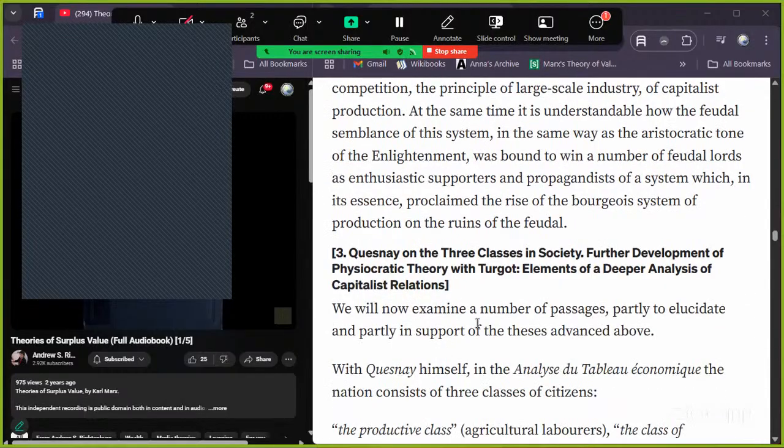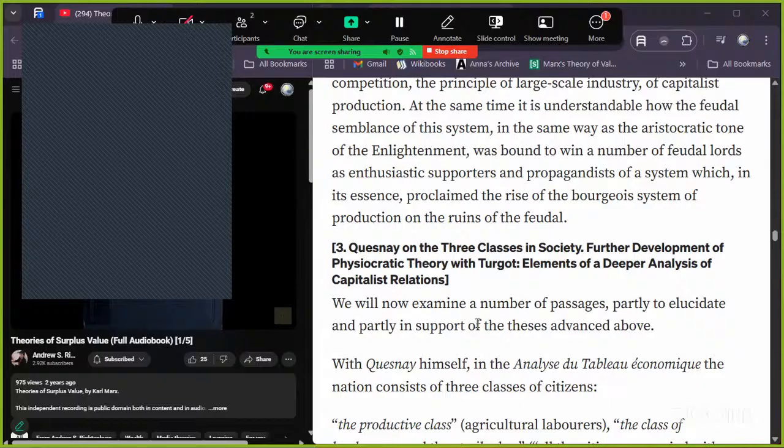At the same time, it is understandable how the feudal semblance of this system, in the same way as the aristocratic tone of the Enlightenment, was bound to win a number of feudal lords as enthusiastic supporters and propagandists of a system which, in its essence, proclaimed the rise of the bourgeois system of production on the ruins of the feudal.